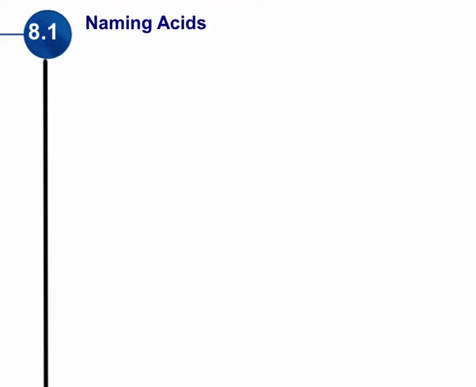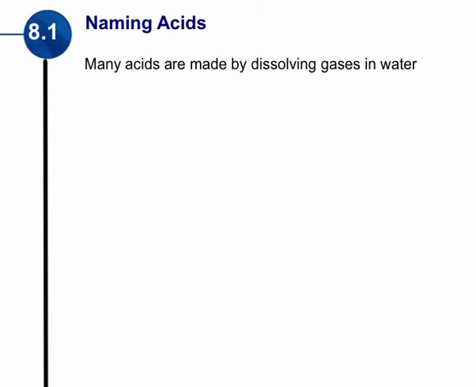So let's look now at naming acids. When we're trying to make an acid, many acids are actually made by just taking the gas form of a compound and dissolving it in water. We've already looked at writing the formulas for the compounds.